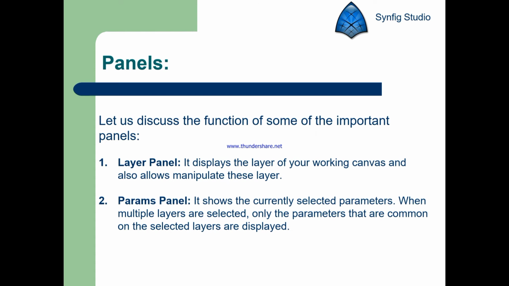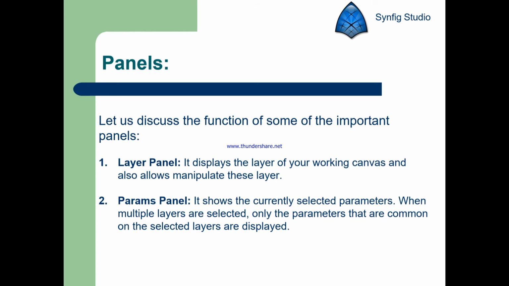The first panel is the layer panel. It displays the layers of your working canvas. Means whichever layer you are dealing with will be displayed in the layer panel. It also allows you to manipulate this layer, to make modifications in the layer. Means it displays the layers of your working canvas and also allows you to manipulate them.